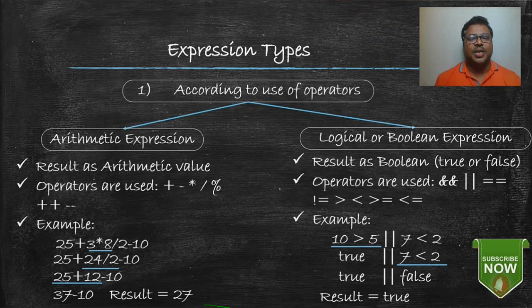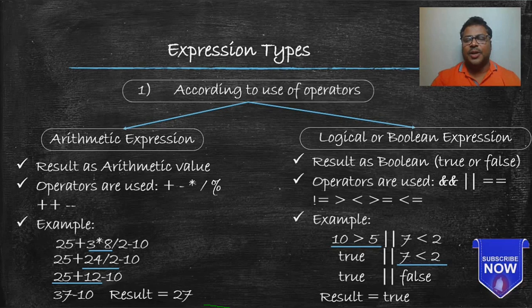Expression types: arithmetic expression or boolean or logical expression. An arithmetic expression results in an arithmetic value. Arithmetic operators are used, and it performs some calculation like this. This expression has all arithmetic operators: 3 into 8 is 24, 24 divided by 2 is 12, and then it gives 37 minus 10, which is 27. A logical or boolean expression results in true or false. Operators used are and, or, equals to, not equals to, greater than, less than, greater than equals to, less than equals to, comparison. That means it gives the result as true or false. Here, 10 greater than 5 or 7 less than 2.